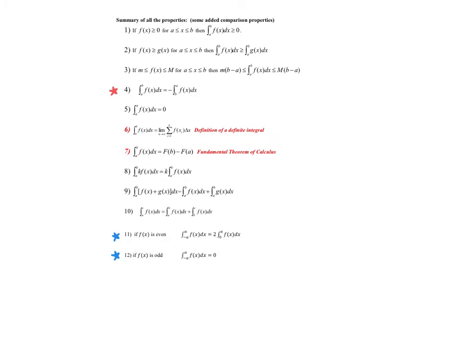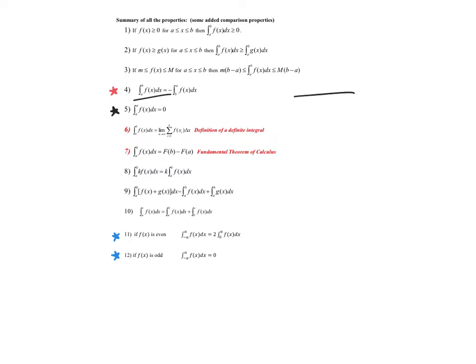You can look at 1 through 3 and 5 through 10 and just make sense of some of these properties. Honestly, some of them are common sense, like number 5. I'll talk about that one too. But let's look at number 4. Look at the rest and ask questions of your teacher when you're in class. Number 4 is telling us, for example, let's look at this integral here on the left side.